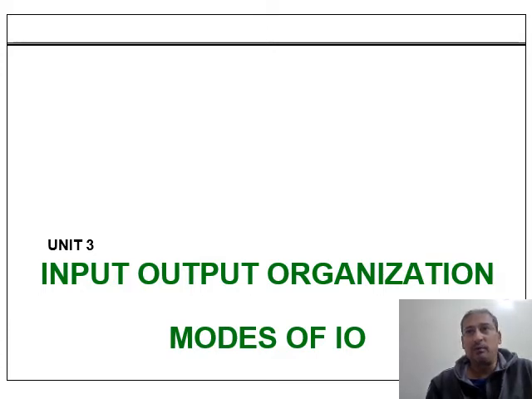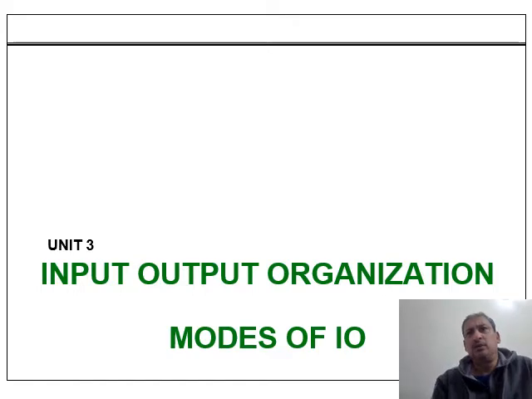Till now we have talked about three types of categorizations of input-output. We have already talked about memory mapped versus isolated I/O, synchronous versus asynchronous I/O, and serial versus parallel I/O. One thing that we also talked about was that these categorizations were mutually independent, which means that you can have a memory mapped serial asynchronous I/O as well as a memory mapped parallel synchronous I/O and so on.